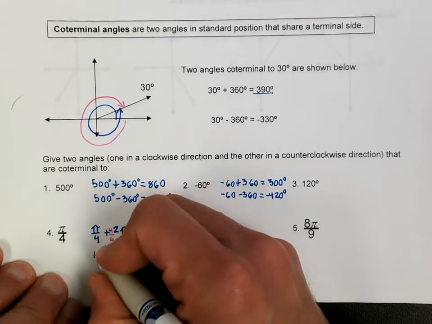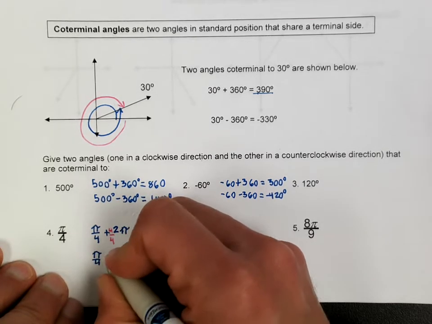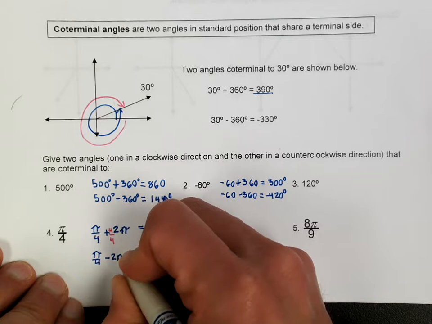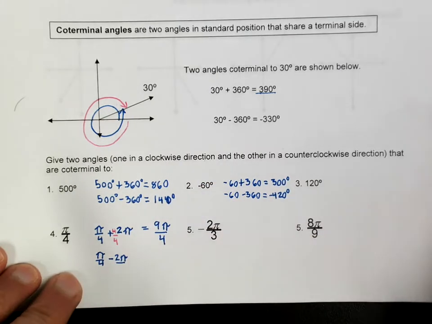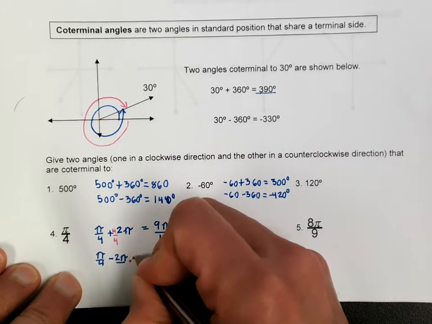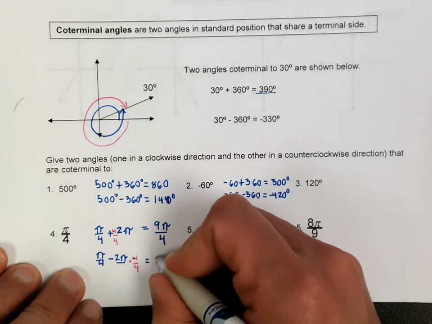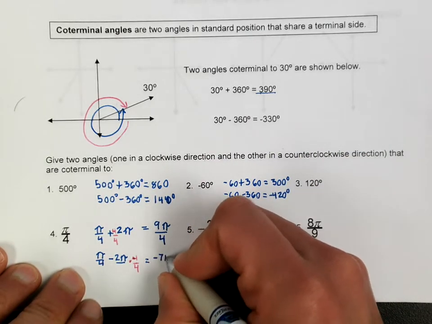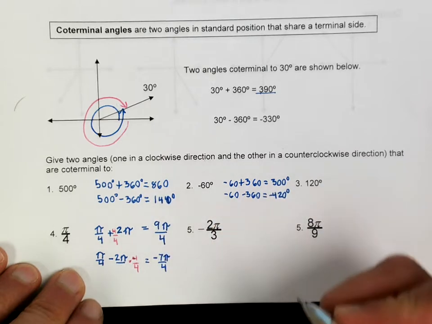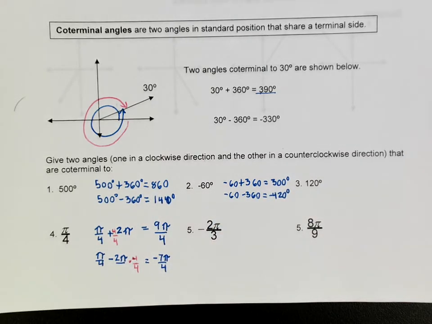Alright, so now I have pi over 4 minus 2 pi. Same idea. I'm going to multiply top and bottom by 4. So I have negative 8 pi plus pi. That's negative 7 pi over 4. Okay, so that's essentially how you do it. You just keep finding the common denominator and then you just keep adding them.